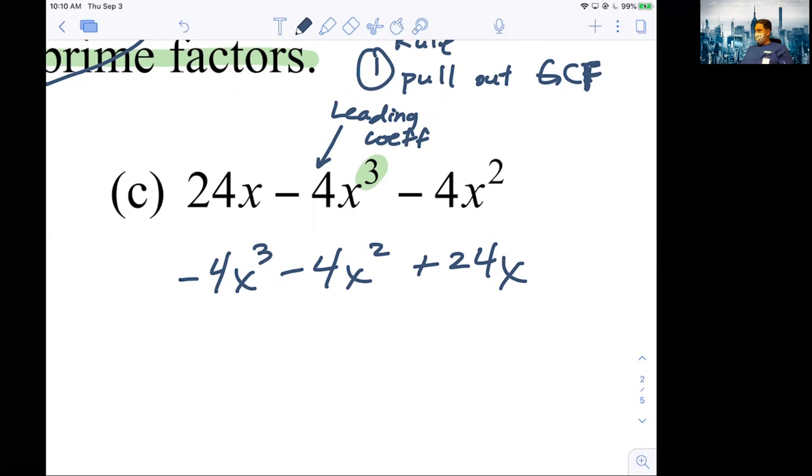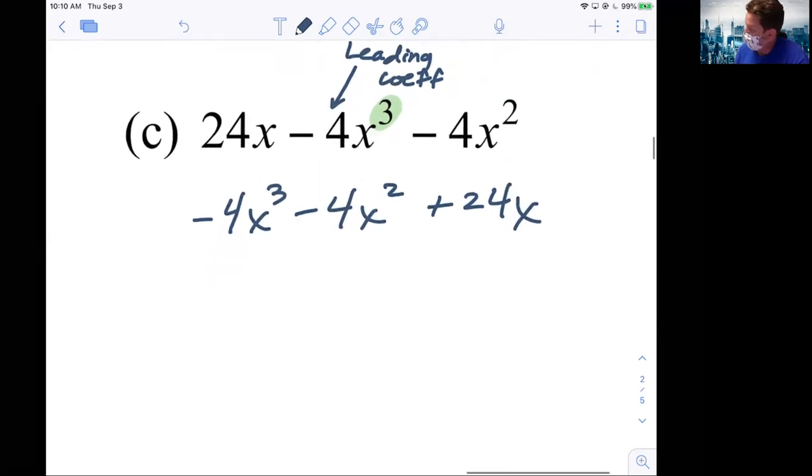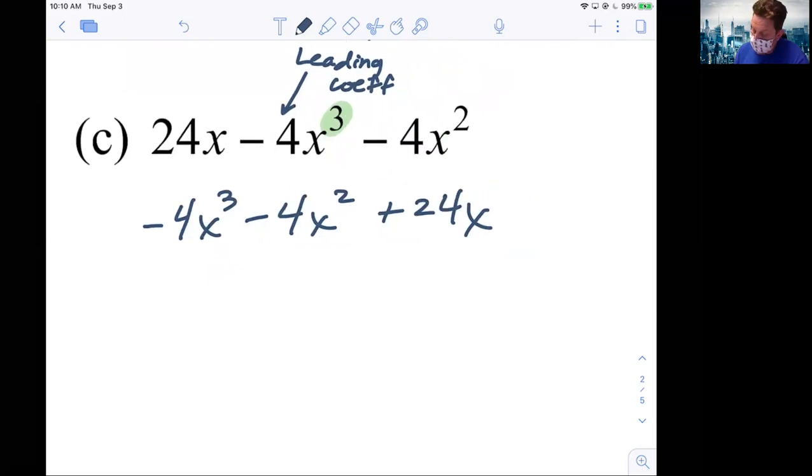Now we can pull out the GCF. So when you do that, I would look for numbers first. What number do they all have in common? 4. And then x-wise, they all have an x. So now it's times. Now here's one other consideration, and I would do this every time.